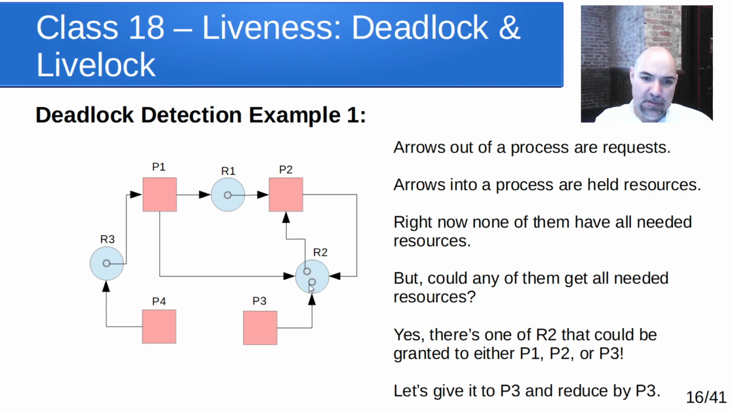Here's an example where there's an available resource. R2 has one that's unallocated. Notice that there are 3 processes trying to get that resource, and there's one available, so that could be granted to P2, P3, or P1. All of them could have that granted. So let's give it to P3. That's the only thing it needs. So we give it to P3, and then we could reduce the graph by P3.